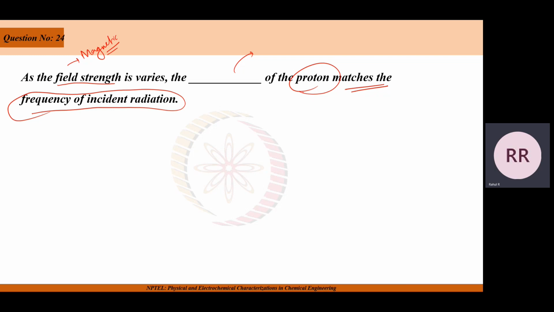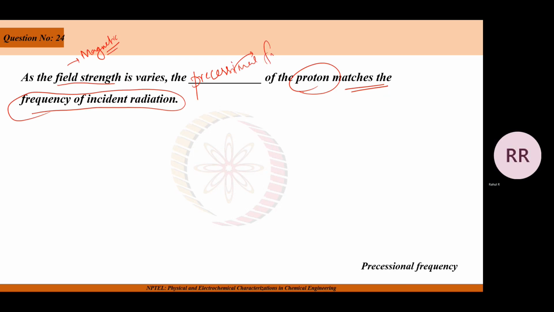Okay, I think you got enough time to discuss the answer. So the answer to this question is precessional frequency. We already talked about this precession and frequency. As the magnetic field strength varies, the precessional frequency of the proton matches the frequency of the incident radiation. Thus, the resonance happens.